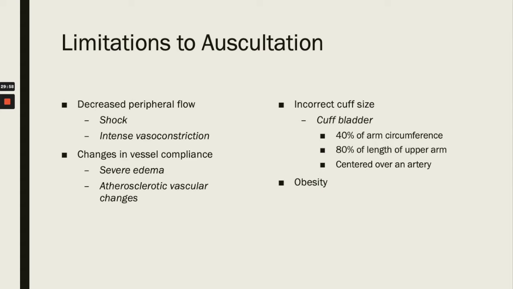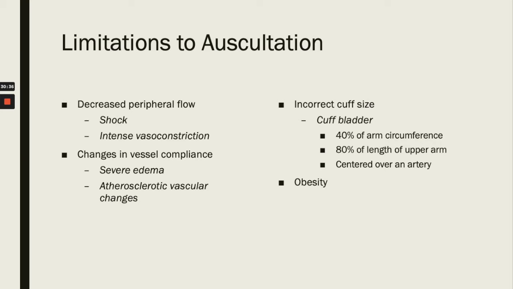So it's recommended that the cuff bladder is 40% of the arm circumference and at least 80% of the length of the upper arm, and it needs to be centered over an artery, not a vein. And with obesity, because there's more adipose tissue in the arm, it makes it harder to auscultate and hear the Korotkoff sounds. As a side note, Korotkoff sounds are hard to hear in children, so typically we don't auscultate blood pressures in children.